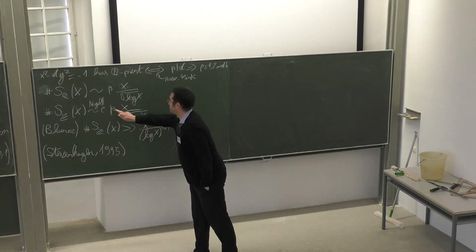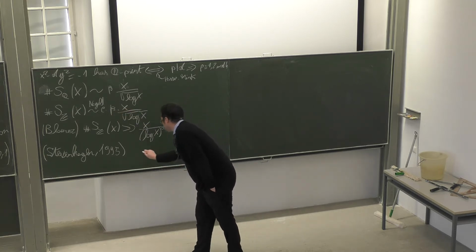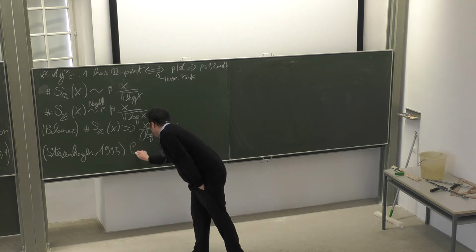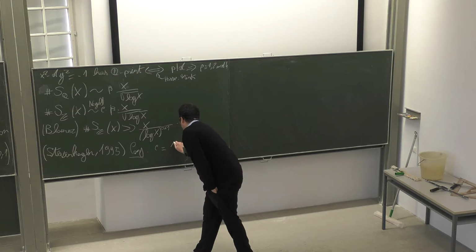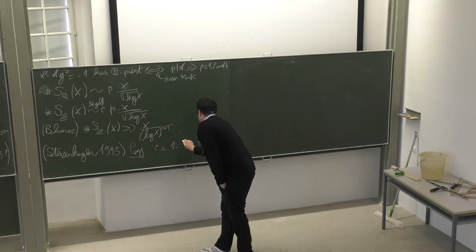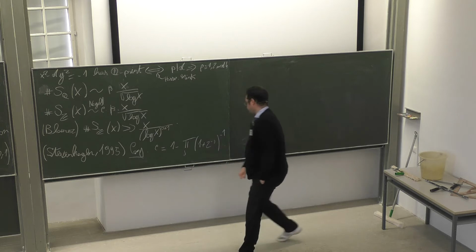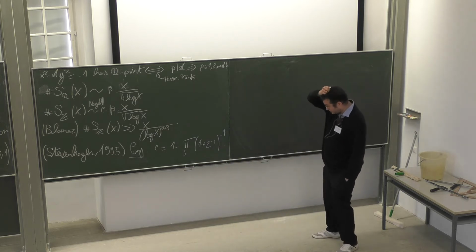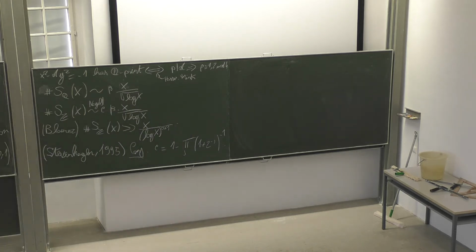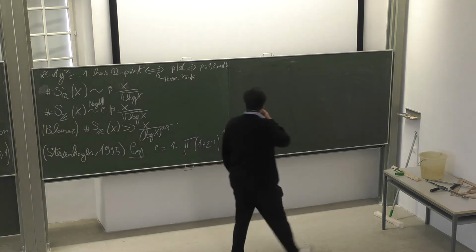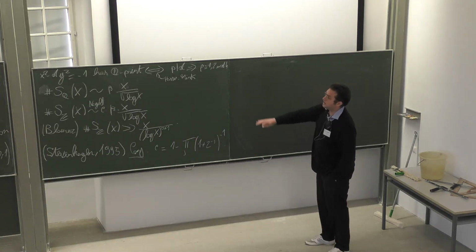So Stevenhagen gave a conjecture for C. Stevenhagen proposed, conjectured, that you can take C to be 1 minus the product over all j's of 1 plus 2 to the minus j, inverse. So these constants look completely crazy, but I hope by the end of the talk you will have some feeling of where it comes from. And that is regarding problem number 1.